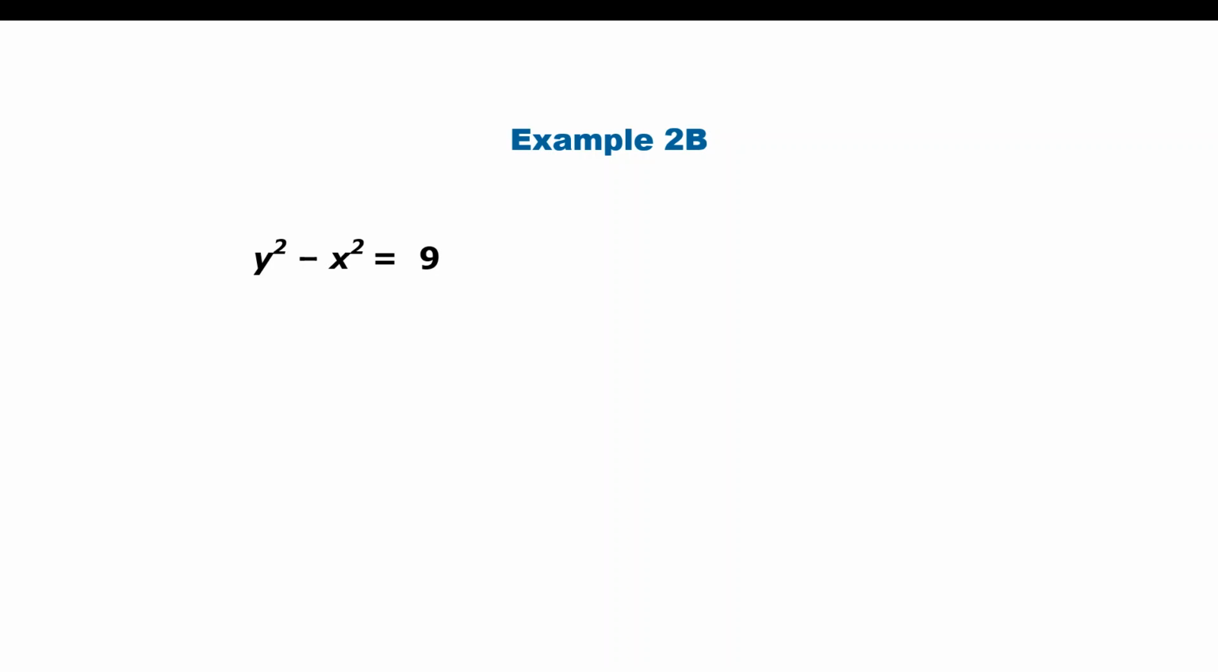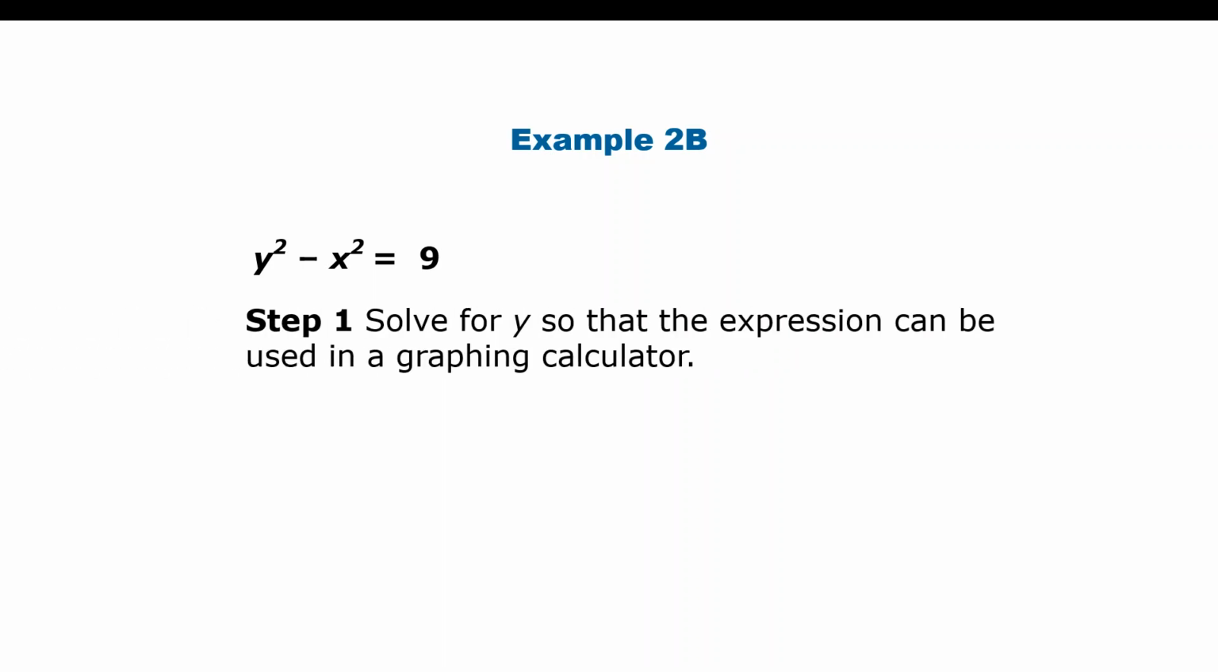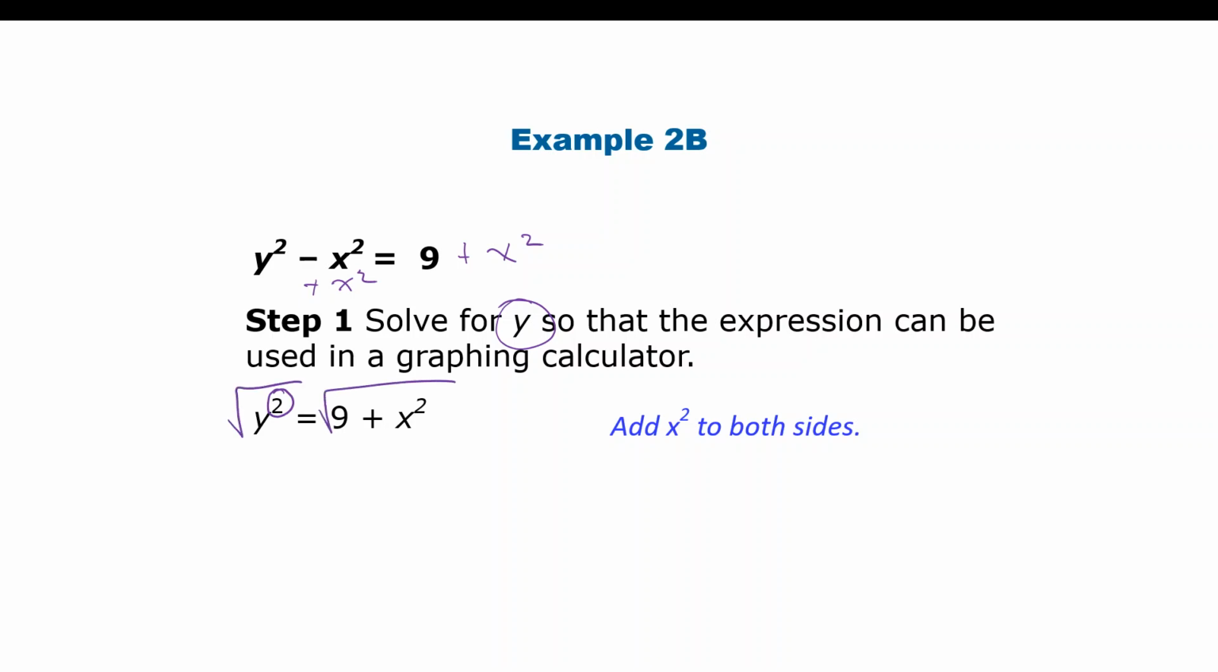All right, example 2. Notice on this one we have x squared and a y squared. So the very first thing we want to do is solve for y so that the expression can be used in the graphing calculator. So if we add x squared to both sides, we end up with y squared equals 9 plus x squared. Notice I have a square here, so I'm going to have to take the square root of both of these pieces so I can get y by itself. All right, so once I do that, notice I have y equals plus or minus. So let's move on to step 2.